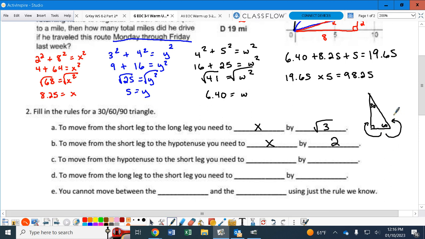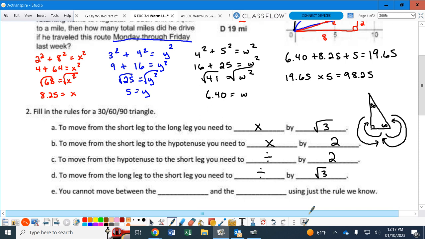If you're going from the hypotenuse backwards to the short leg, are you multiplying or dividing? Dividing by what? 2. Dividing by 2. Good. Right? And then last one of these type. To go from the long leg to the short leg, multiplying or dividing? Now guys, long to short, it tells you. Long to short, you're making it shorter. So you're dividing. And what are you dividing by? Radical 3 is correct.